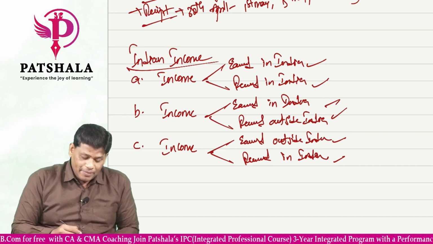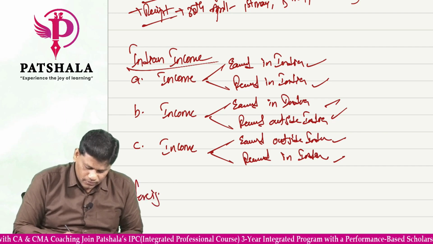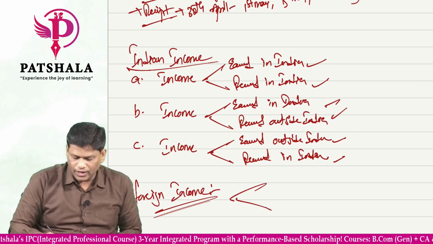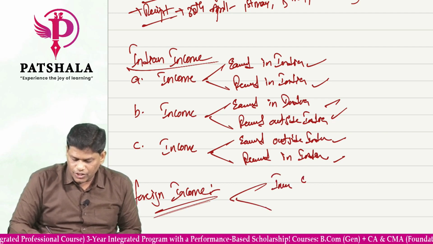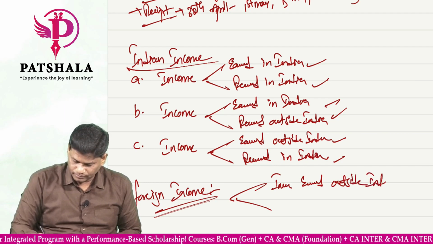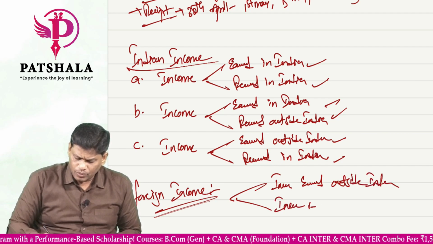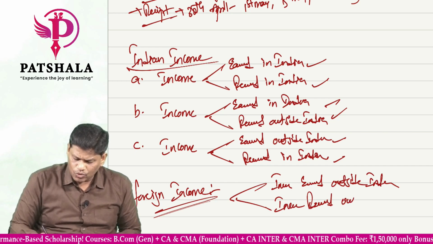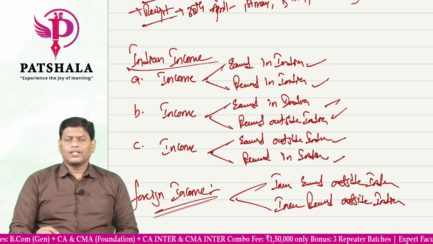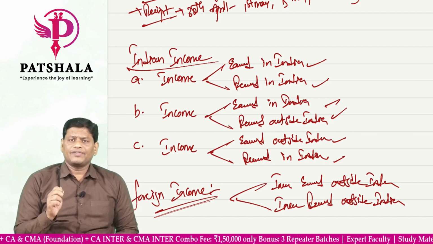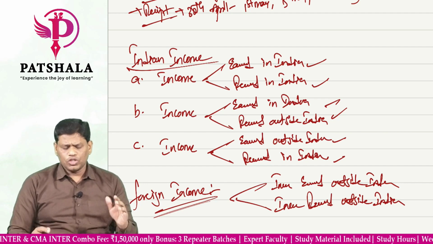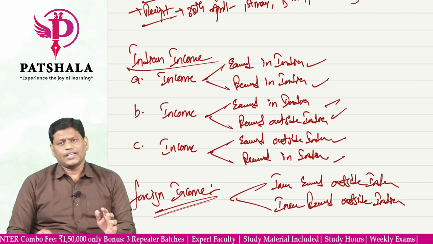So then when is an income said to be a foreign income? Come on, tell me. When an income is said to be a foreign income, simple funda: income which is earned outside India and income which is received outside India. So please understand the logic. If the income is earned outside India and the income is received outside India, both are outside India, then it is a foreign income. So this is what Indian income and foreign income is all about.